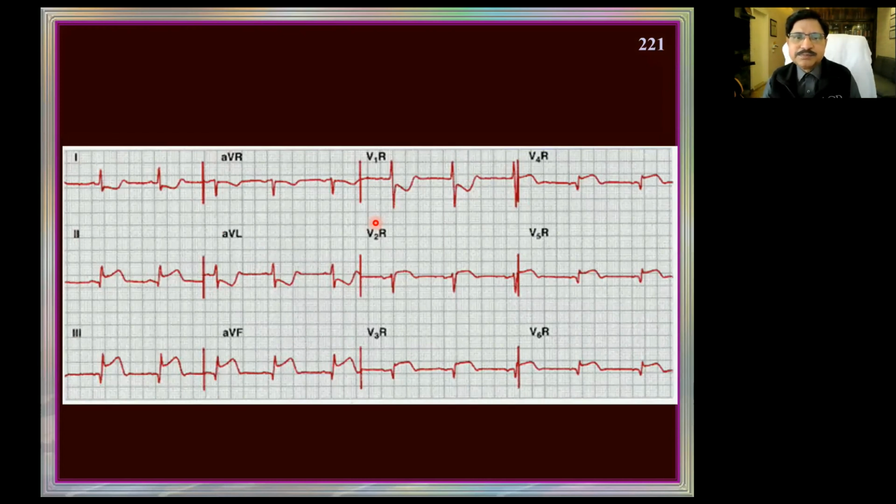What is this? Tirumala? Sir, what could be this ECG?